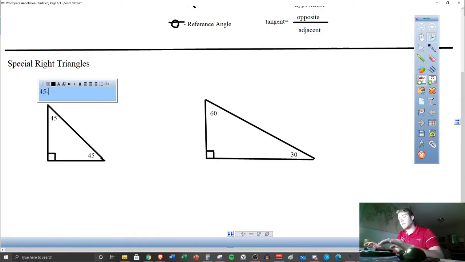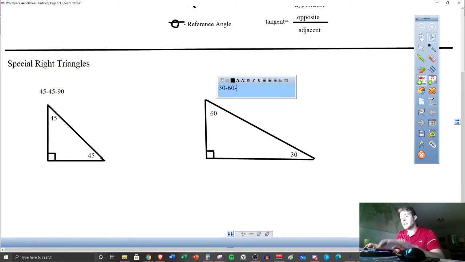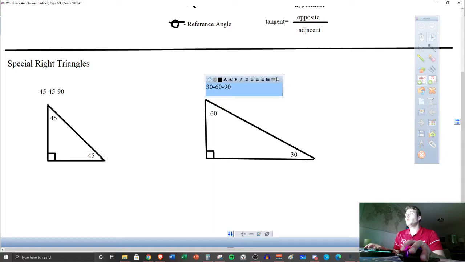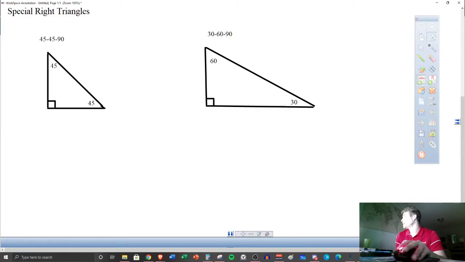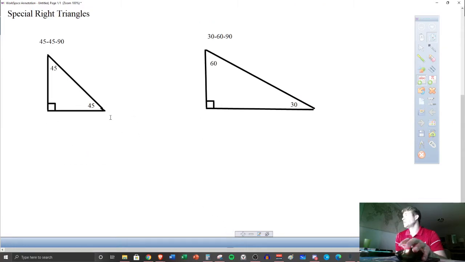Okay, so we've got these special right triangles, and they have names. This one here is a 45, 45, 90. Okay, that's representing the angles. This one here is a 30, 60, 90. Again, from what I've heard, it's unlikely that you remember this. That is okay. So there are some special relationships.